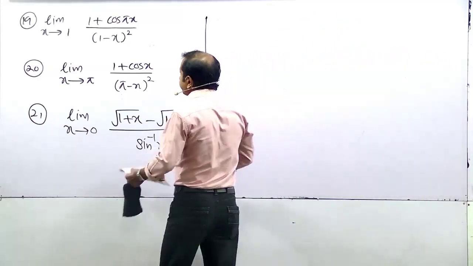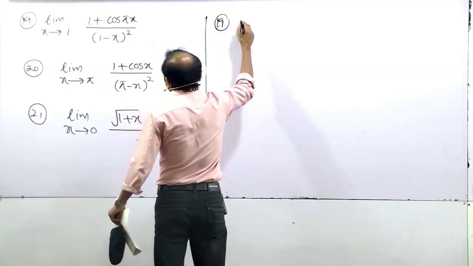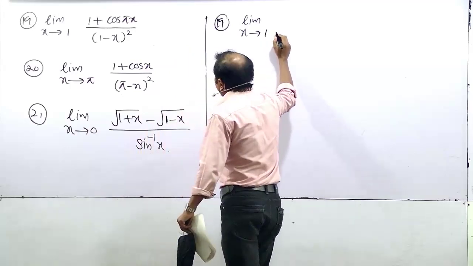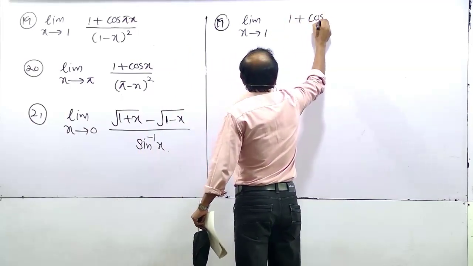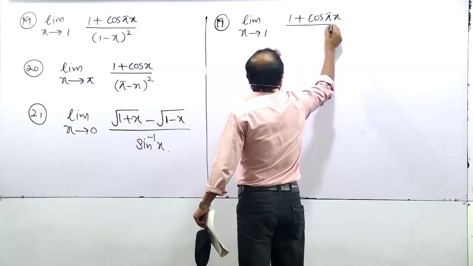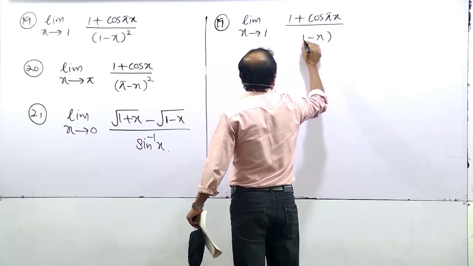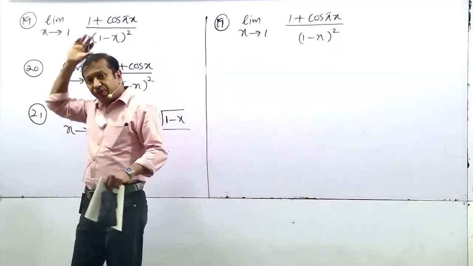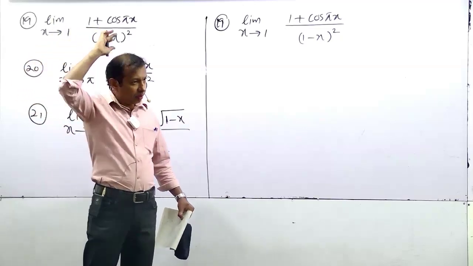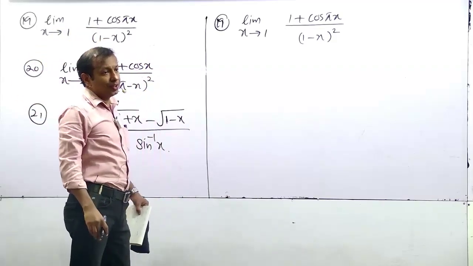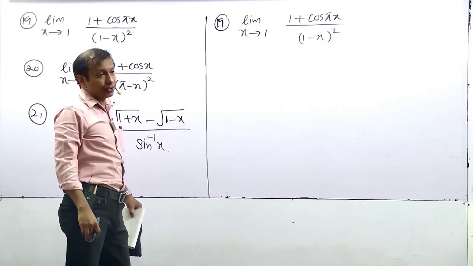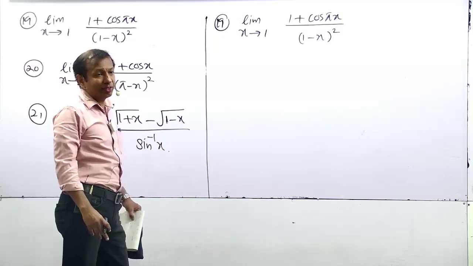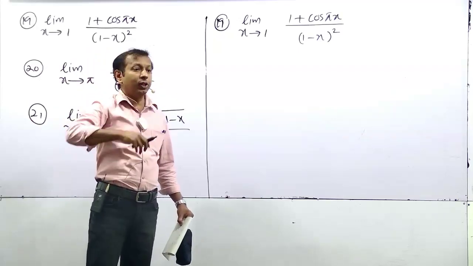Number 19: limit x going to 1 of 1 plus cos pi x divided by 1 minus x, perfect square. Now, when we evaluate some limit questions, sometimes for convenience we use a substitution. I am going to use a substitution in this case. Don't worry about this method. This is the first time you learn it, so don't worry.